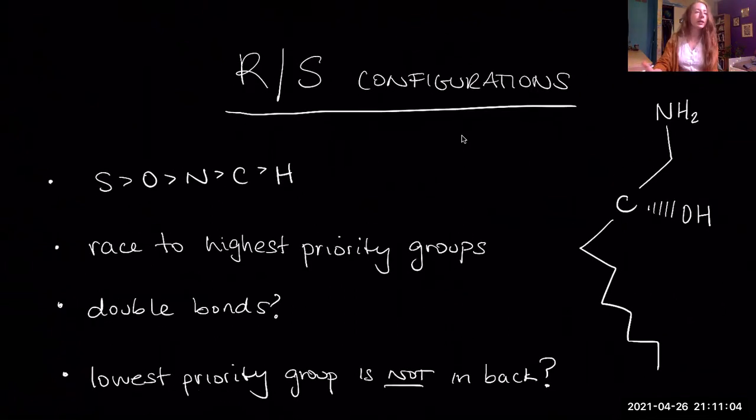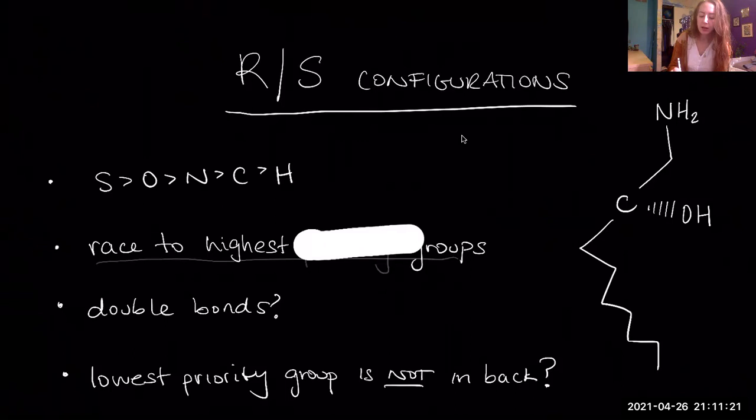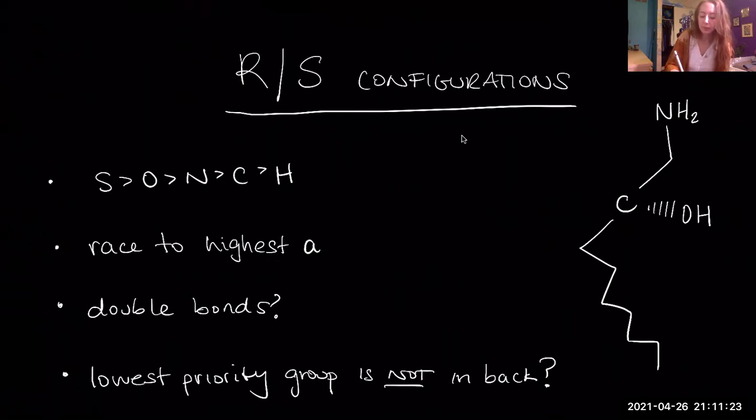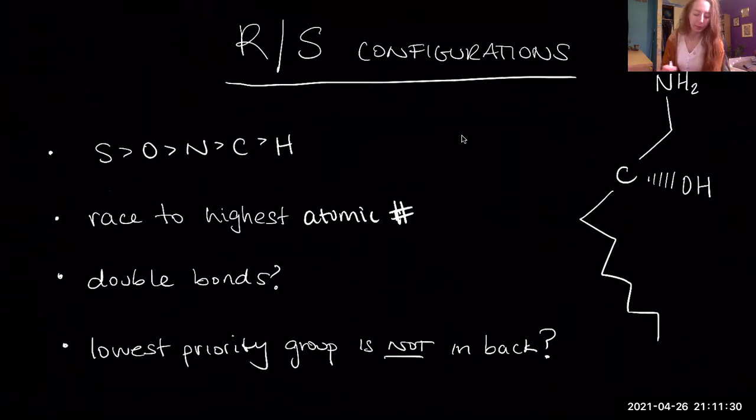And what are you really doing when labeling RS? When you are assigning priorities, it's really like a race. It's a race to the highest priority, or the highest atomic number. And I'll show you what I mean. Okay, and here we're going to deal with these other situations in a second, because those are some situations you'll run into.